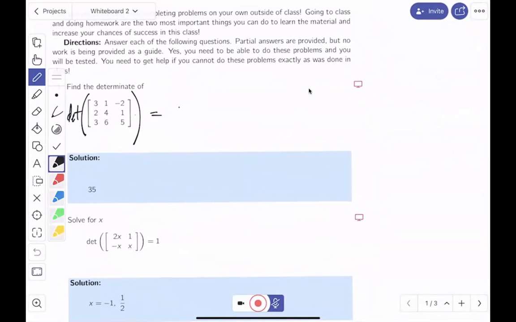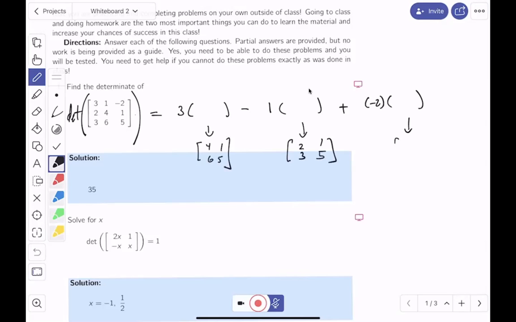It's going to be 3 times some submatrix. The submatrix over here is going to be the matrix 4, 1, 6, 5, minus 1 times the determinant of some submatrix. That submatrix is going to be 2, 3, 1, 5. Plus 2 times the determinant of another submatrix, and that submatrix is going to be 2, 4, 3, 6. Let me look at that, 4, 1, 6, 5, and make sure I'm copying this right. 2, 1, 3, 5. Yeah, and then 2, 4, 3, 6.